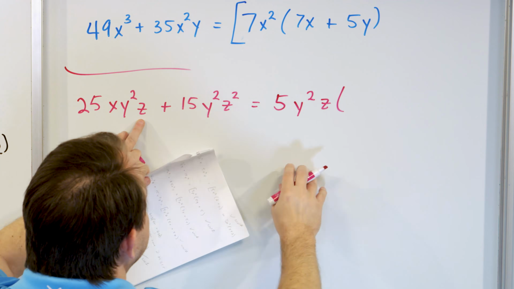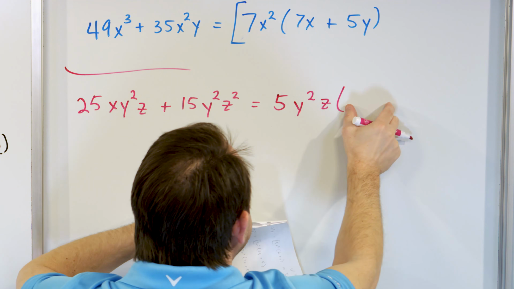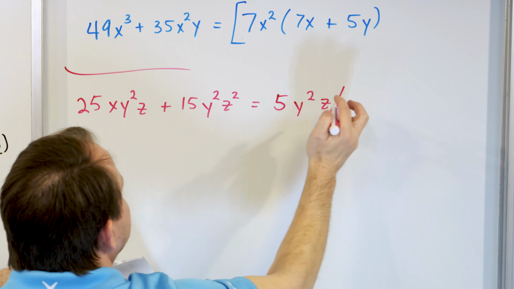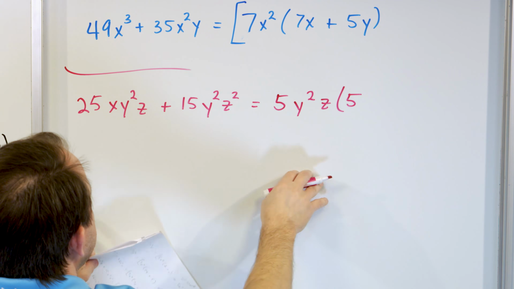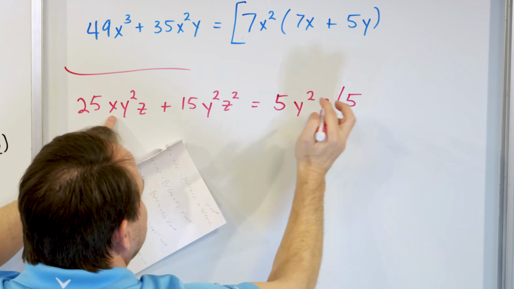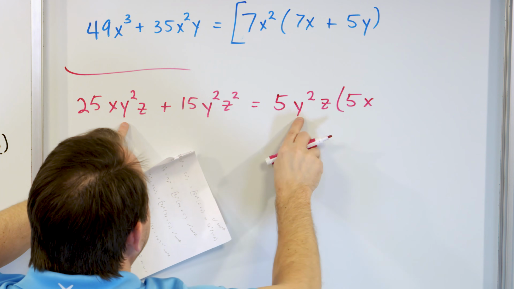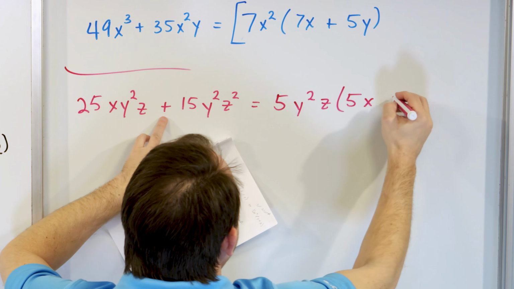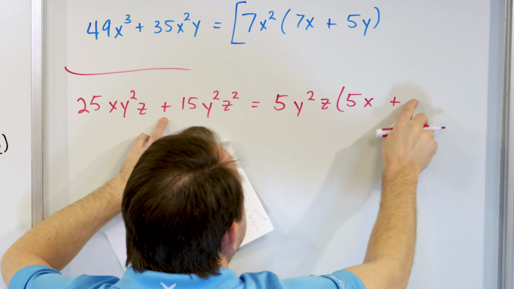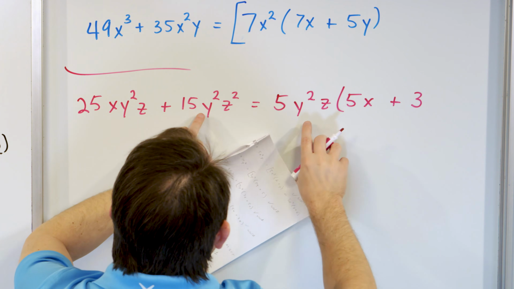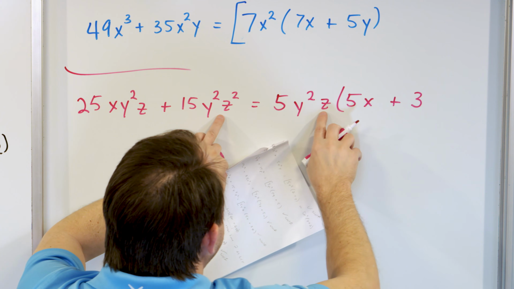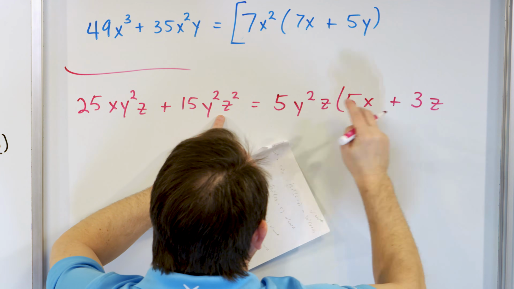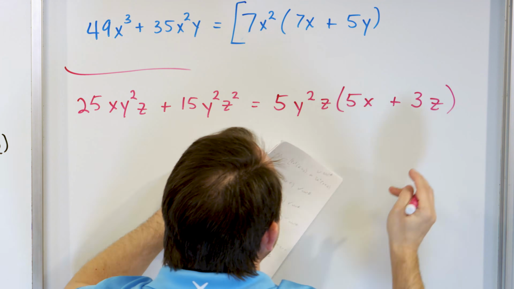Then I open my parentheses, and I figure out this times something has to give me this. So 5 times 5 is 25. And then I need an x to give me this, so I need an x here. And then the y squared is covered here, and the z is covered here, so that's it for the first term. I join it with a plus sign, and then 5 times 3 is 15. And then I have y squared here, and then I have a z times, I need to put another z here to give me z squared. And then you double check yourself.